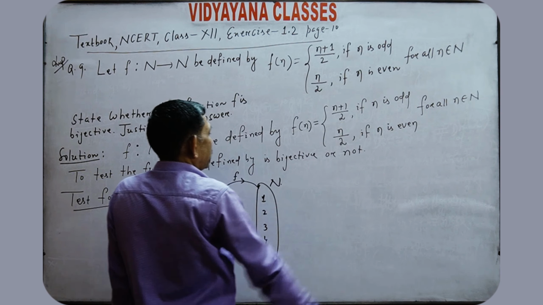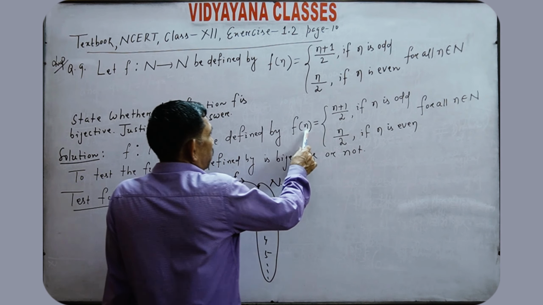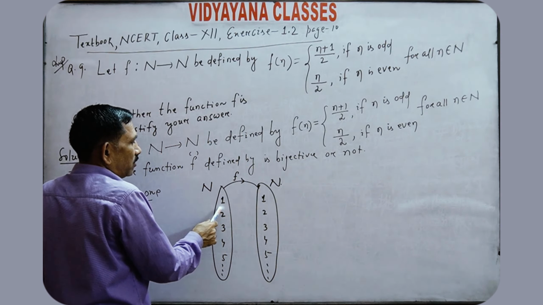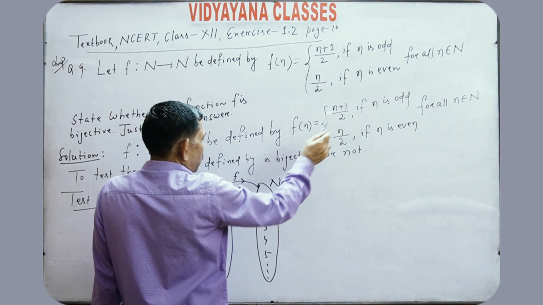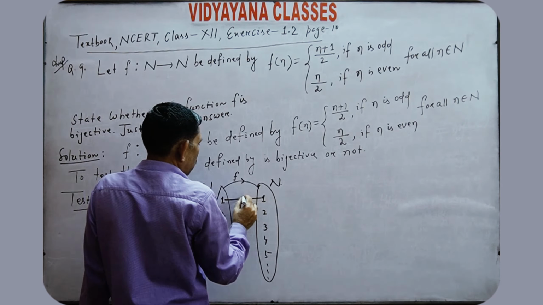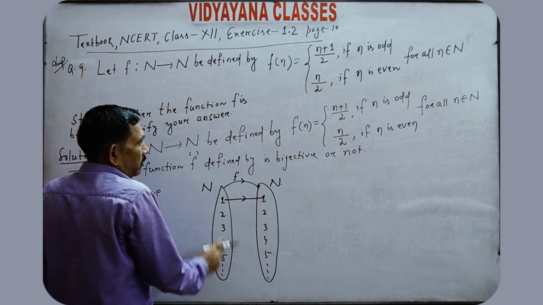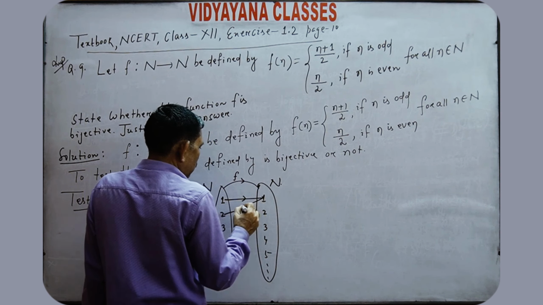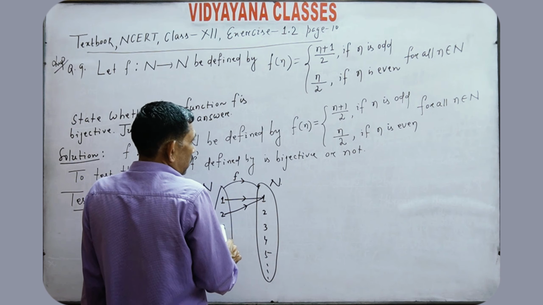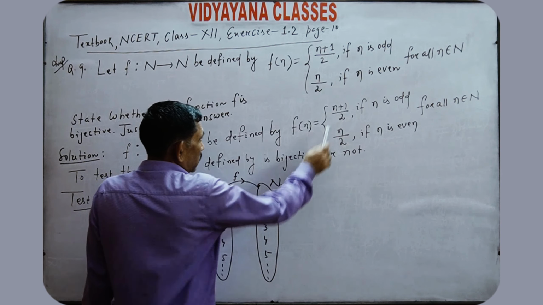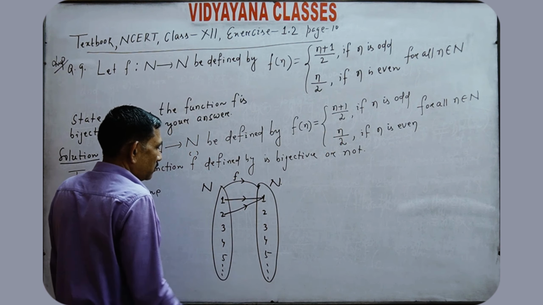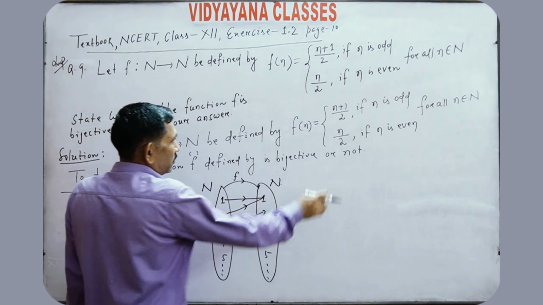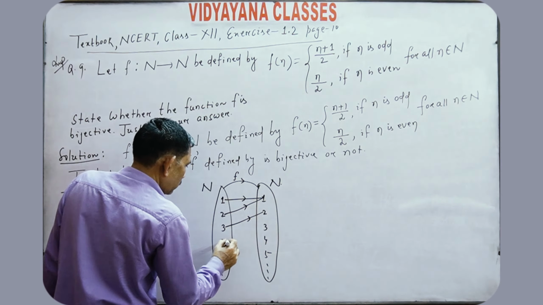f(n) is defined by this: f(n) is equal to (n plus 1) divided by 2 if n is odd. Here 1 is an odd number, (1 plus 1) by 2 is equal to 1. 2 is an even number, 2 by 2 is equal to 1. 3 is an odd number, (3 plus 1) divided by 2 is equal to 2. 4 is an even number, 4 by 2 is equal to 2.